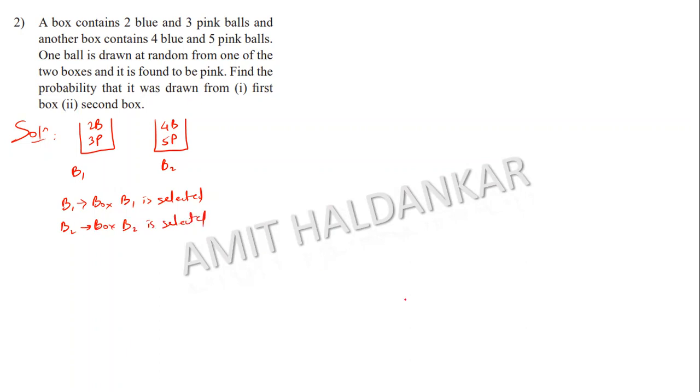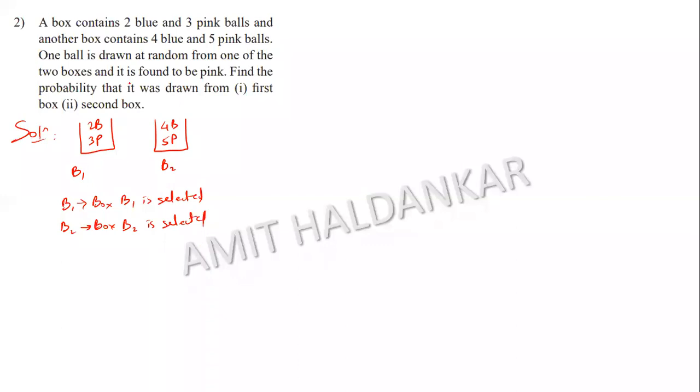Then what else I want is, he's talking about only pink, found to be pink. So I'll define A as the event that the ball found is pink. What he's asking in the question is to find the probability that it was drawn from the first box. The second question is from the second box. Found to be pink means this event is already done.